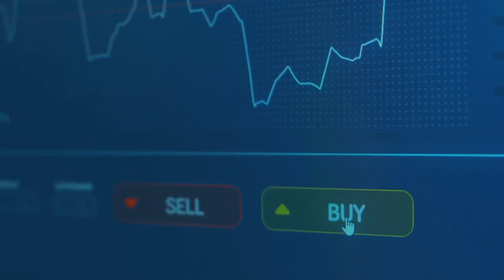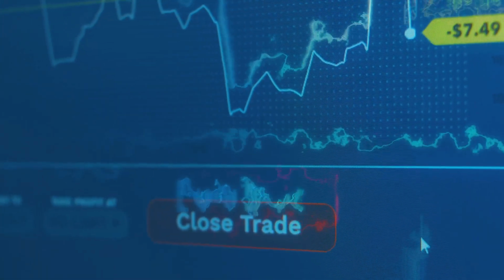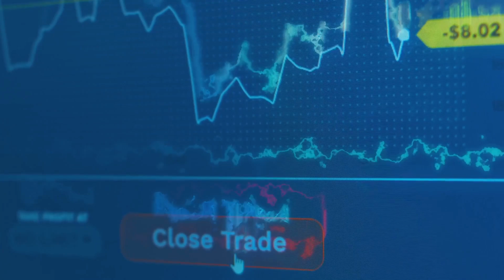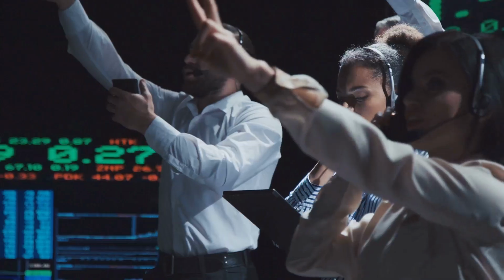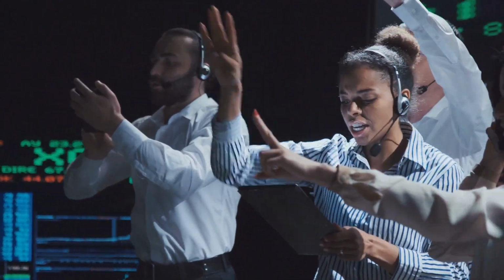A bull call spread is your go-to strategy when you believe a stock is going to move higher, but not necessarily shoot up dramatically. It's a way to profit from a moderate increase in price while keeping your risk in check. To set up a bull call spread, you buy a call option at a lower strike price and simultaneously sell another call at a higher strike price, both with the same expiration date.